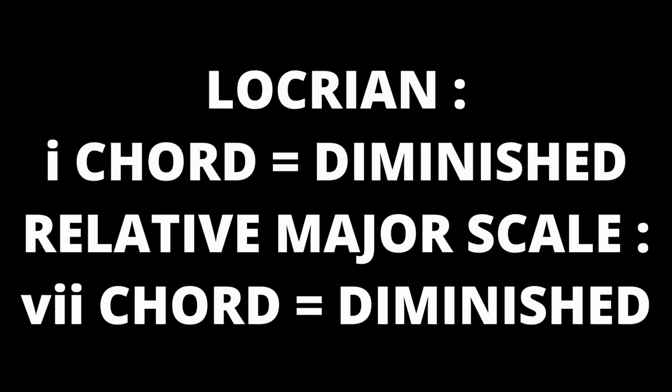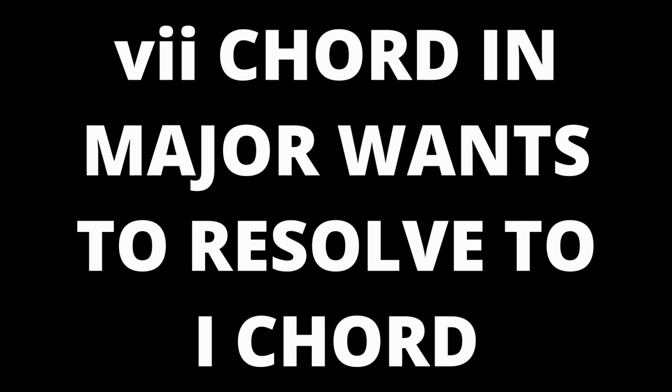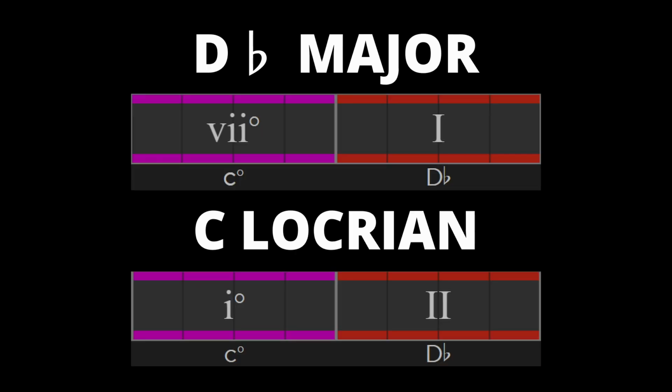We discussed the problems with the 1 chord in Locrian being a diminished chord. In its relative major scale, the diminished chord is the 7 chord. In a major key, the 7 diminished chord wants to strongly resolve to the major 1 chord. As we can see here, the 7 to 1 change in D flat major is the same as the 1 to 2 change in C Locrian. If we play the 1 to 2 change, the strength of the resolution will make the listener feel like they are in a major key. You can appreciate how much of a problem this could be. It is another reason why Locrian songs are so rare.